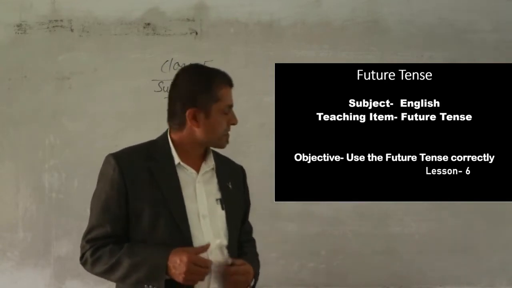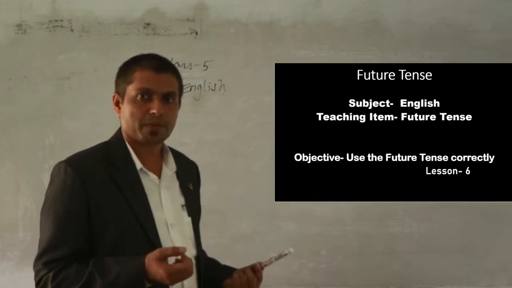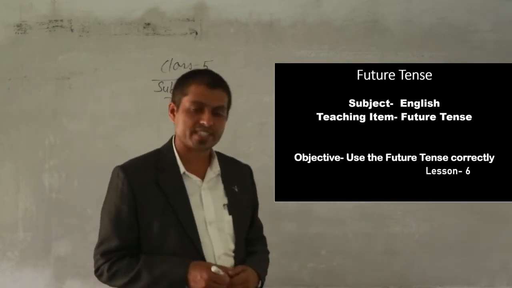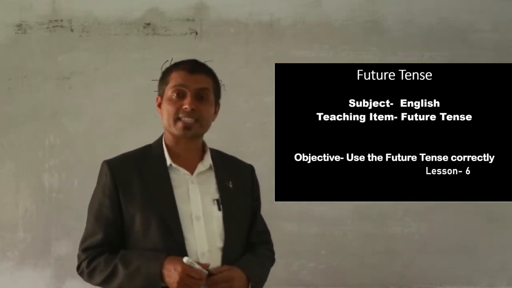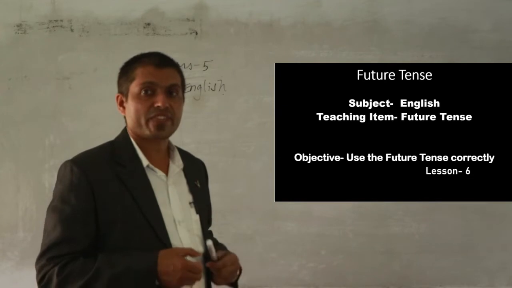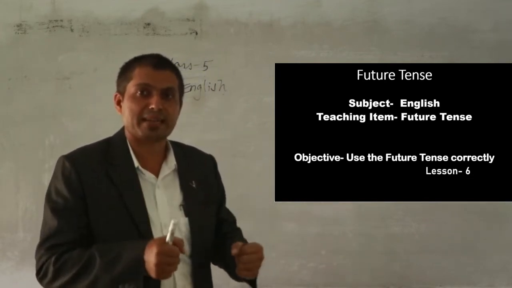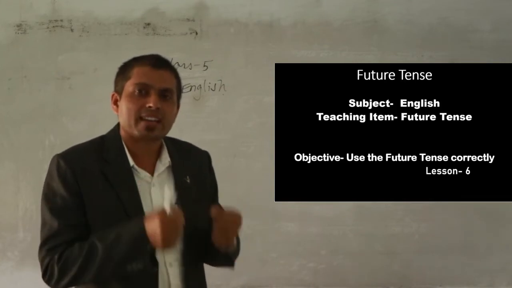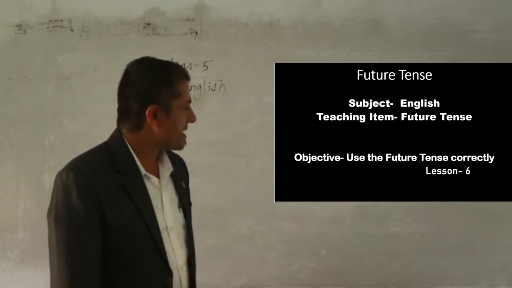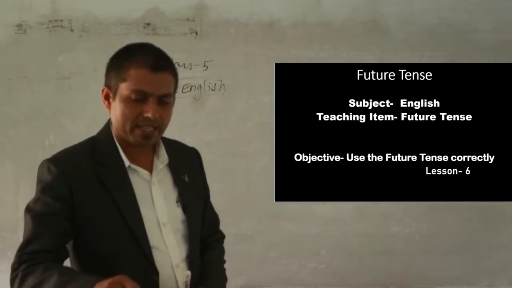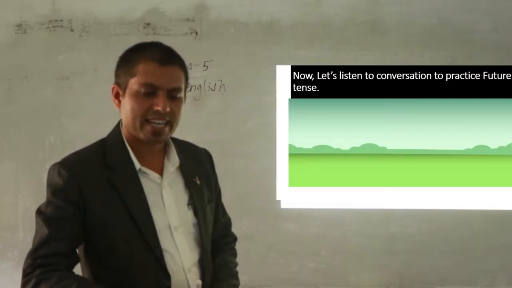So very first, we have to practice simple future tense. Thereafter we will be practicing future continuous tense, future perfect, and future perfect continuous tense. These four aspects of future tense must be done in our class, especially today's class. Are you getting it, students?